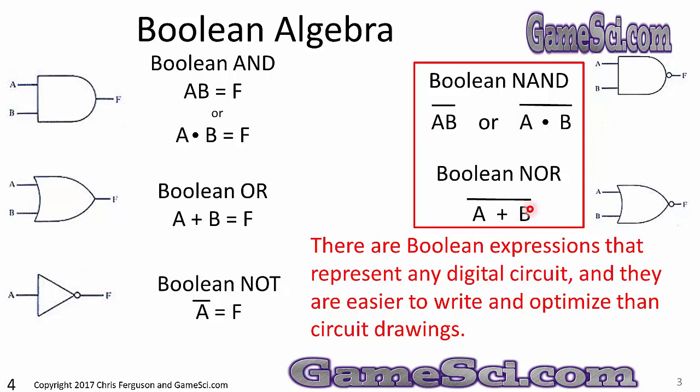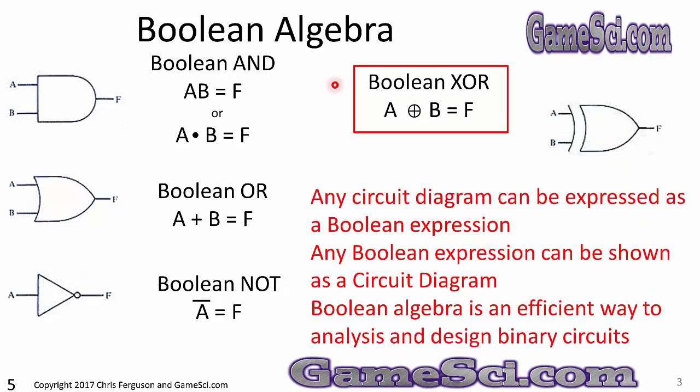A or B and not the result, that's Boolean NOR. And there's the NOR gate. Boolean exclusive OR. There is the symbol for exclusive OR in Boolean algebra. This is read as A exclusive OR B equals F. There is the circuit for that exclusive OR gate.